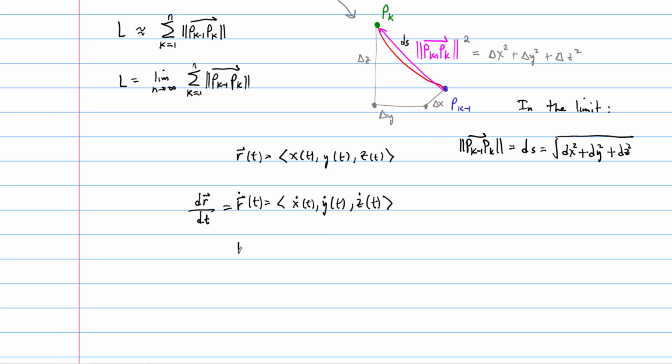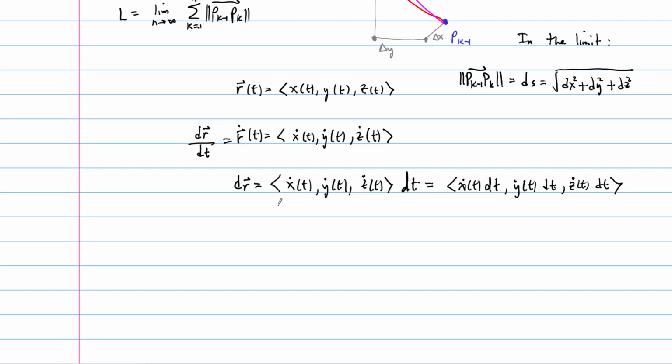But if we now want to find the differential, then dr is just going to equal the vector of differentials up here. So this is going to be equal to x dot of t, y dot of t, z dot of t, all times dt. And if we distribute this through, this becomes x dot of t dt, y dot of t dt, and then z dot of t dt. All right, and this can all be written then as dr is equal to the vector of differentials, dx, dy, dz.